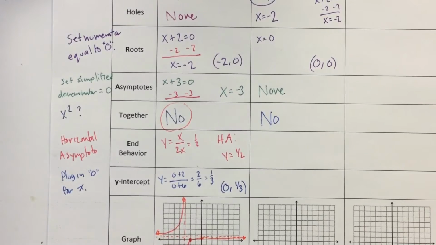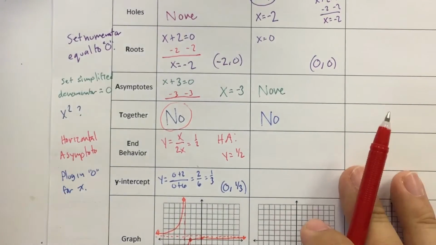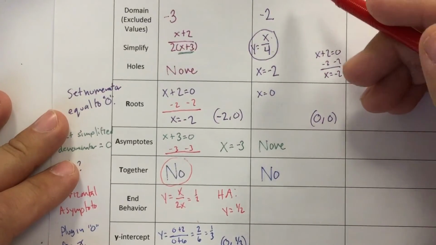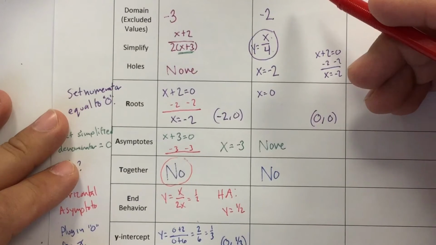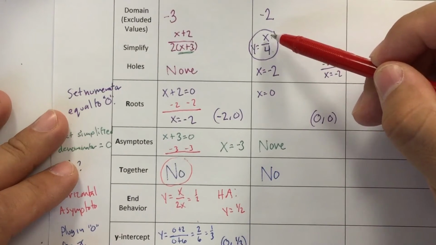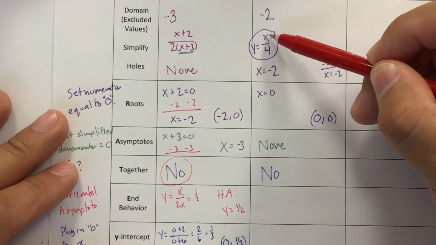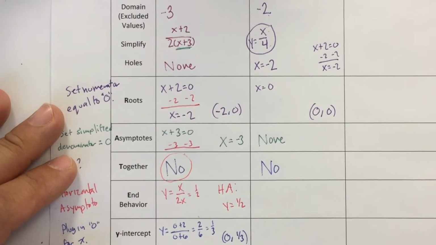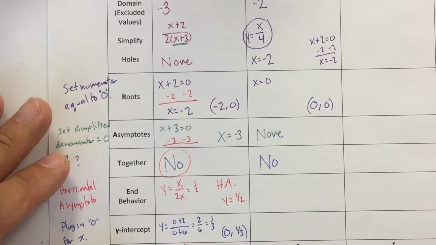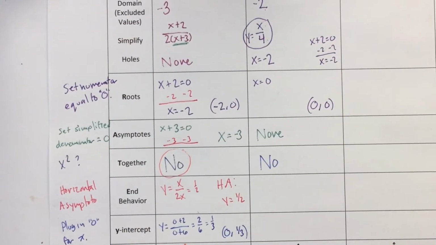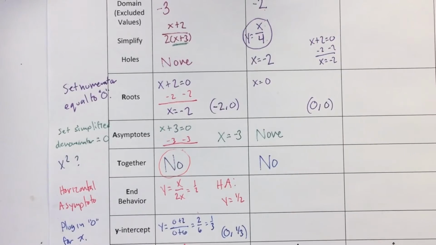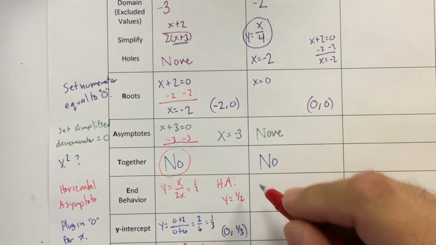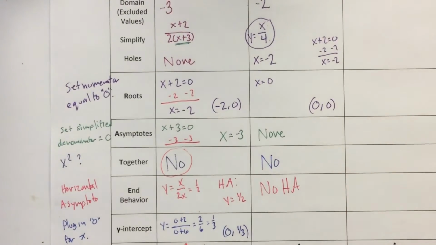In behavior, where is the power highest? This is actually pretty easy. Is the highest power on the top, bottom, or are they the same? How many x's do you see in here? One. And where is it? Top. So automatically the top has the highest degree. What is my horizontal asymptote? Look at your notes. Top heavy, no horizontal asymptote. So again, this is no HA, no horizontal asymptote.